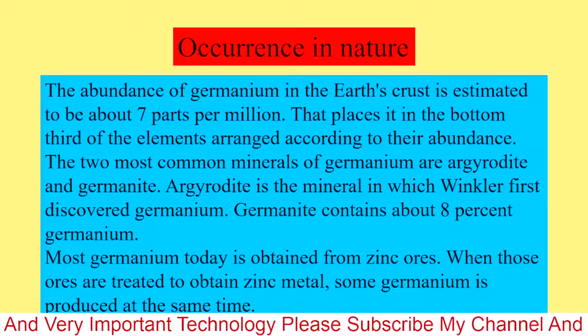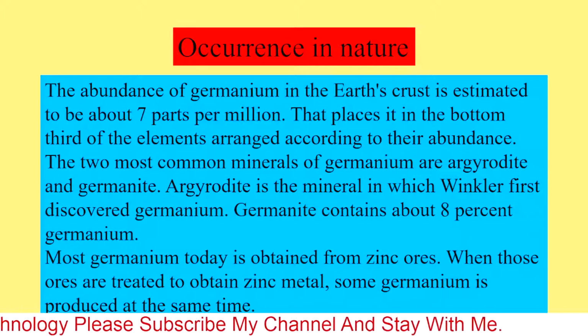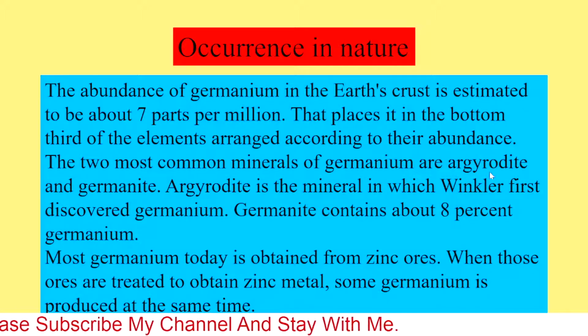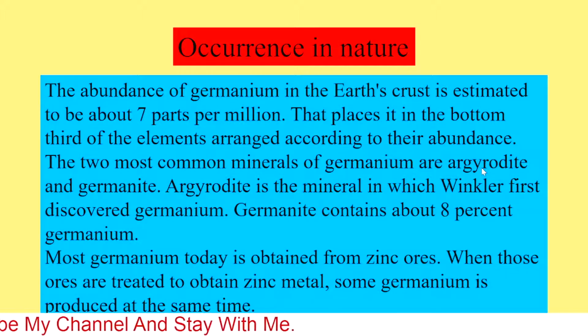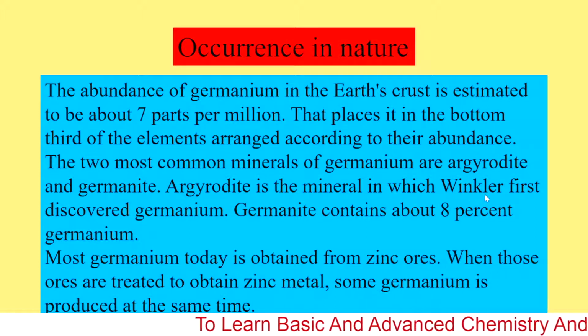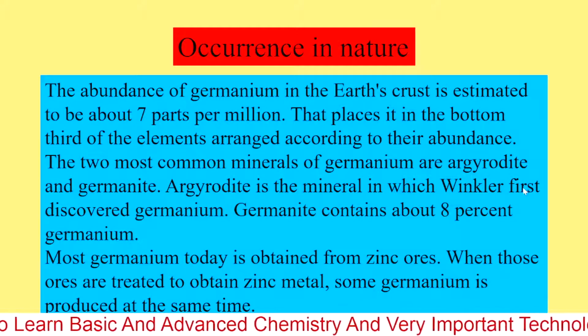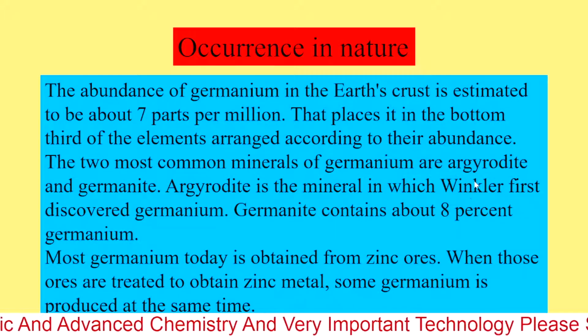The two most common minerals of germanium are argyrodite and germanite. So there are two different types of minerals, two different types of compounds. Argyrodite is the mineral in which Winkler first discovered germanium. Winkler is the name of a scientist.